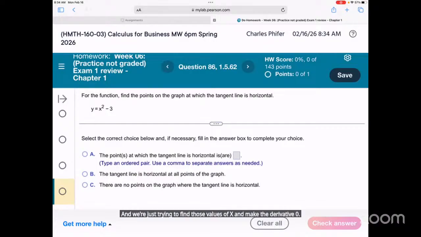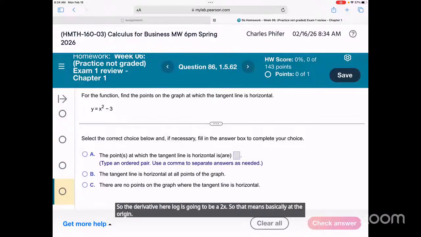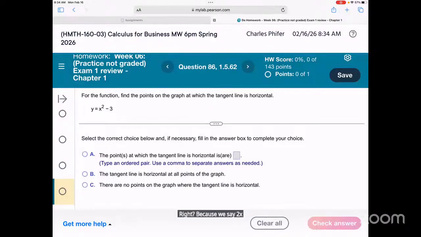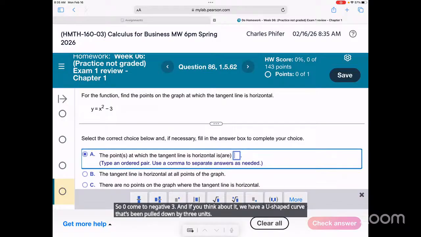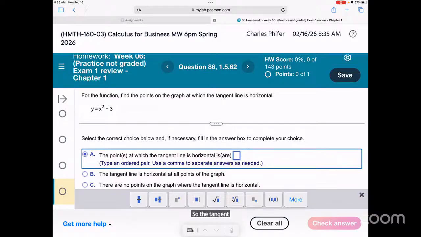The derivative here is going to be 2x. So basically at the origin, because 2x equals 0 means x equals 0. When x is 0, the corresponding y is negative 3, so the point is (0, -3). If you think about it, we have a U-shaped curve that's been pulled down by 3 units, so the tangent line is a flat horizontal line at (0, -3).